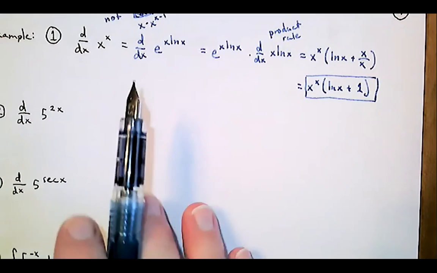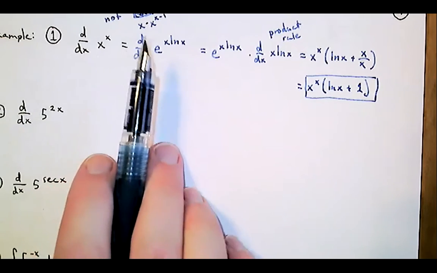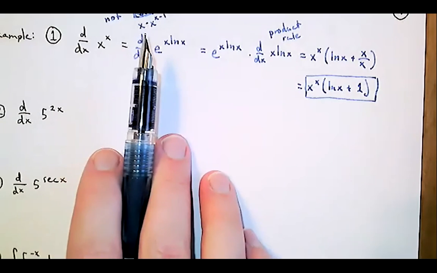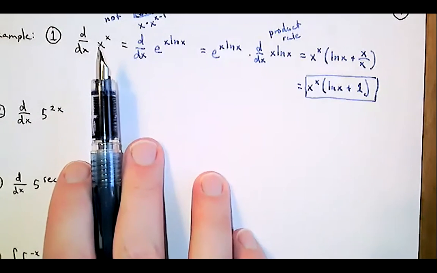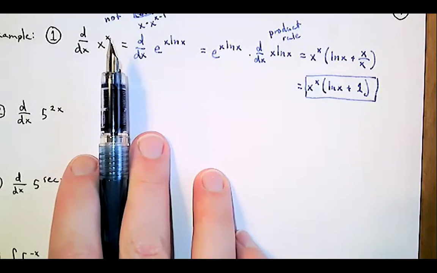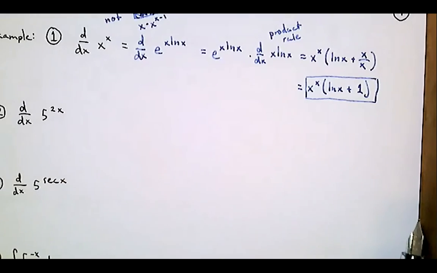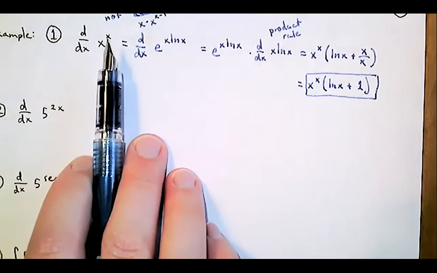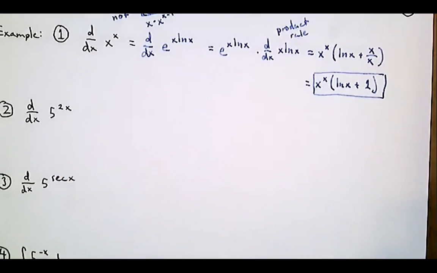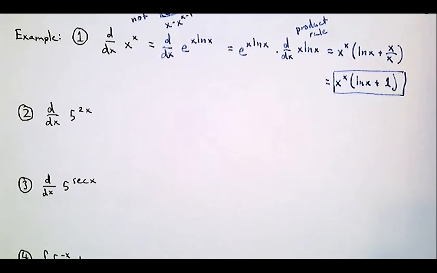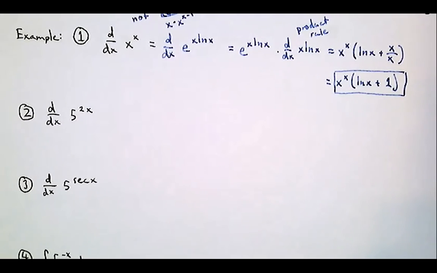It's a tricky little derivative. It's very tempting to do this using the power rule, but it doesn't actually work because our base and our exponents are both variables. And anytime you have a variable in the exponent, you'll have to use one of these new rules. Any questions before we do the next example?